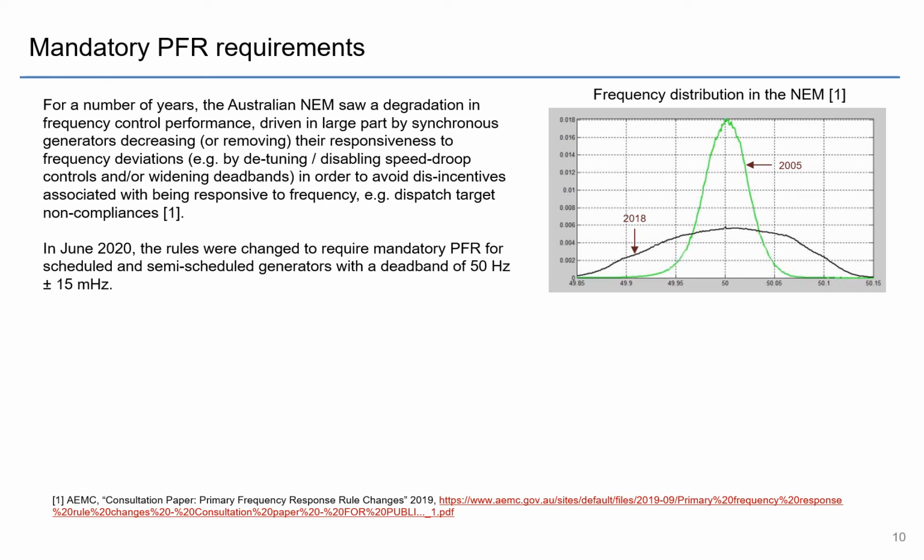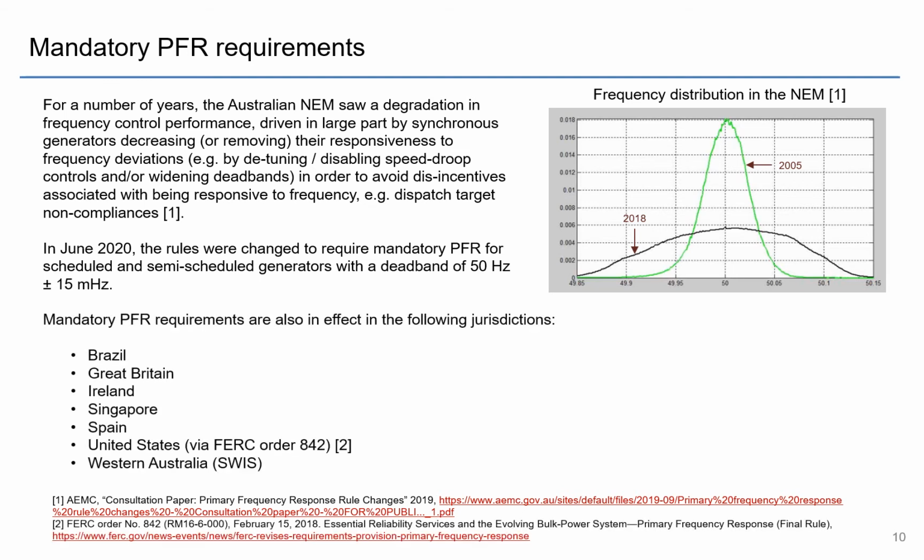So in June 2020, these rules were changed to require mandatory PFR for scheduled and semi-scheduled generators with a small deadband around 50 hertz. And mandatory PFR requirements are also in effect in quite a few jurisdictions around the world: Brazil, Great Britain, Ireland, Singapore, Spain, the US through a FERC order, and also Switzerland.